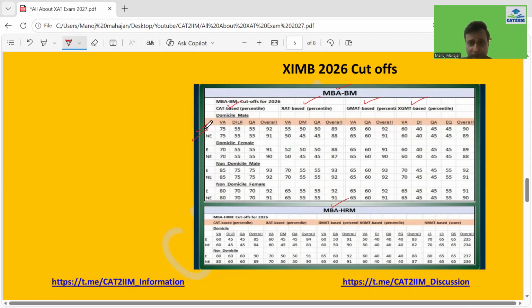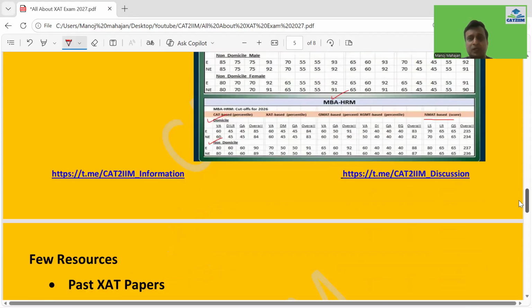When you come to the MBA HRM, again, they look at these four exams, CAT, XAT, GMAT, XGMT, but they also accept NMAT, only for the MBA HRM program, right? So again, they have divided just into two categories, domicile and non-domicile. And of course, under domicile and non-domicile, they have the engineer and non-engineer category. So you can have a look at the cutoffs out here if you are looking to aim for XIMB.